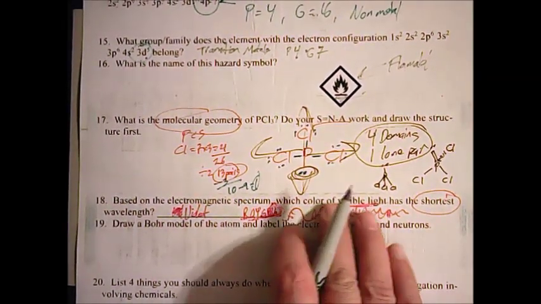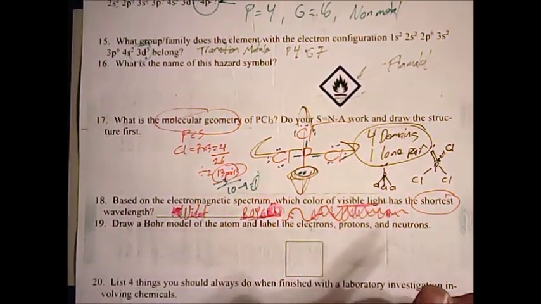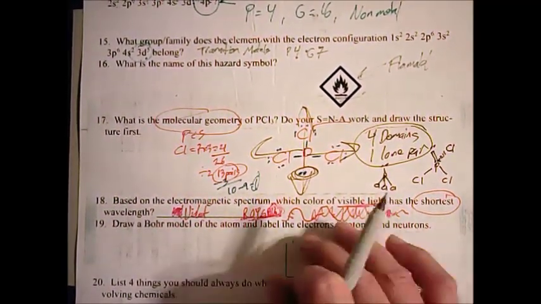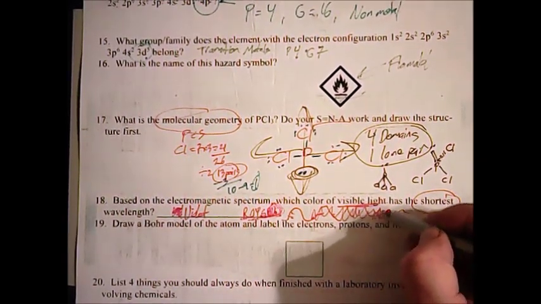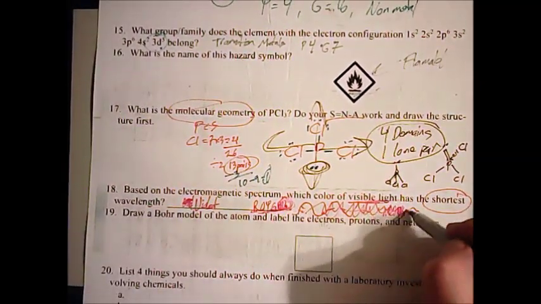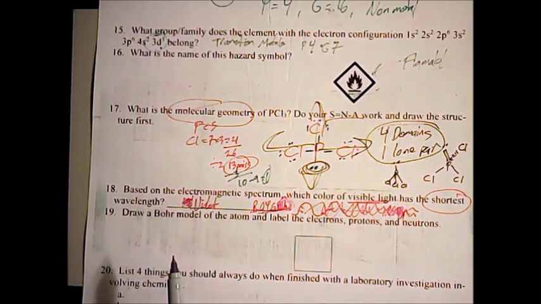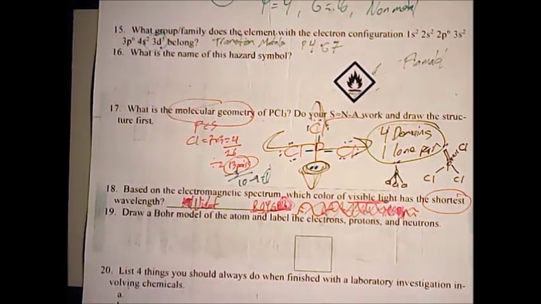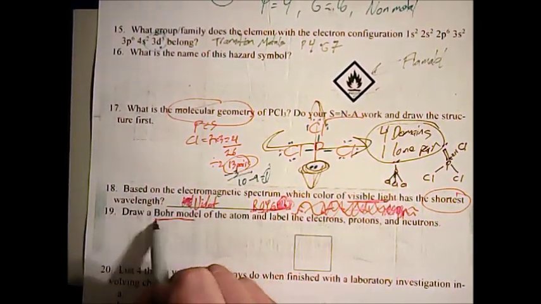Now, your picture may be backwards on your test. I don't know which direction it's going to look. So just take a look at your picture and find the one where the waves are closest together, not far apart, but closest together, and that will give you the shortest wavelength, and look at what color is closest. All right, the next question is kind of confusing.